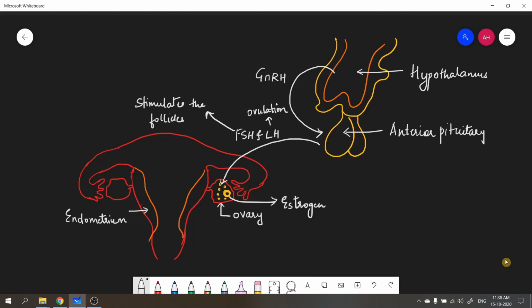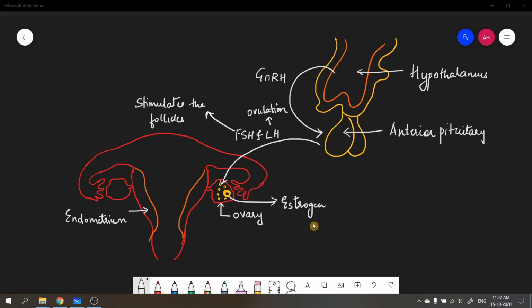Estrogen is sometimes also called estradiol. The role of estrogen here is to control the female secondary sexual characteristics and also to repair the endometrium, which ruptures at the time of menstruation. Now, the endometrium is the inner lining of the uterus. I've shown it over here. This is the inner lining of the uterus, which is considered to be highly nutritive for the growing embryo.